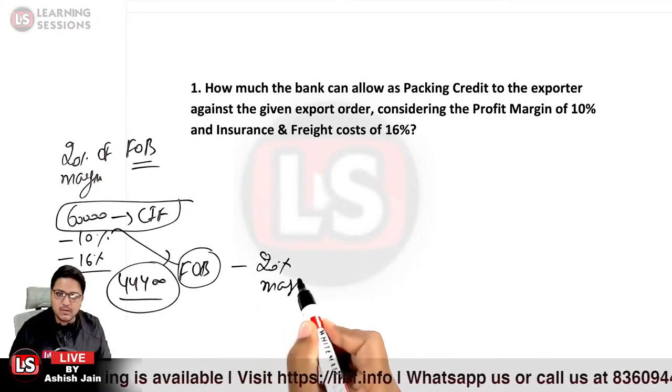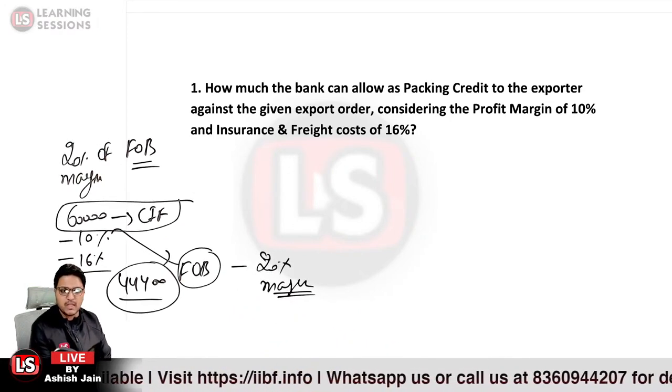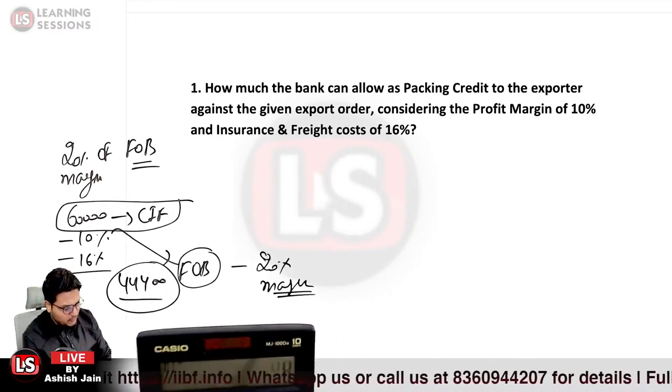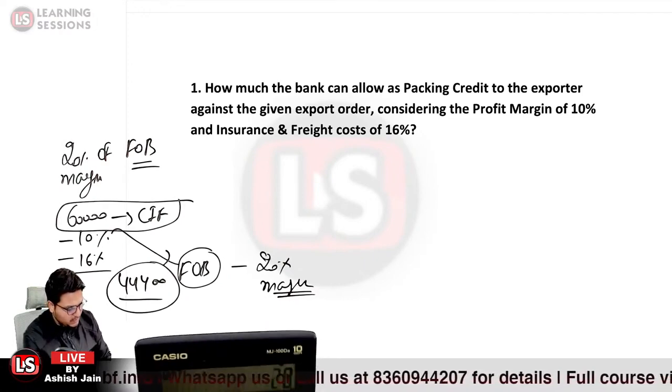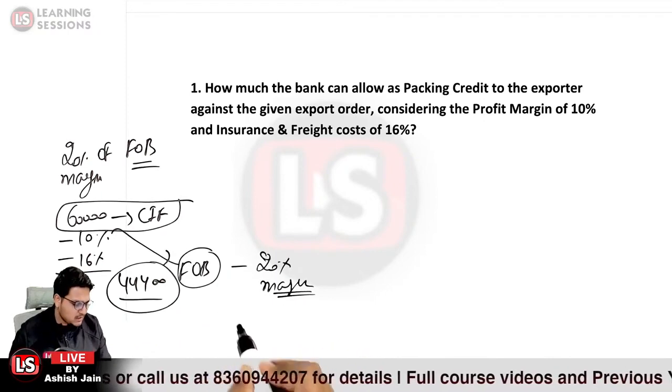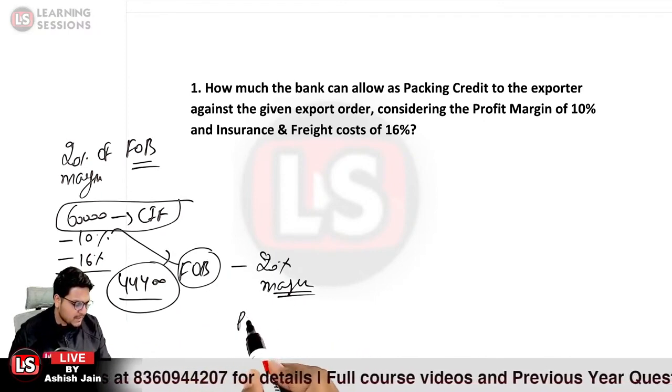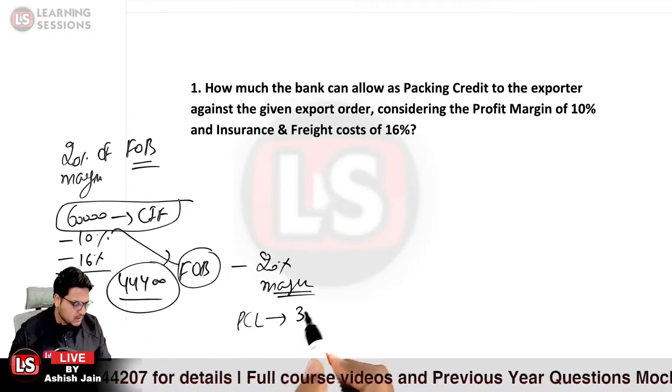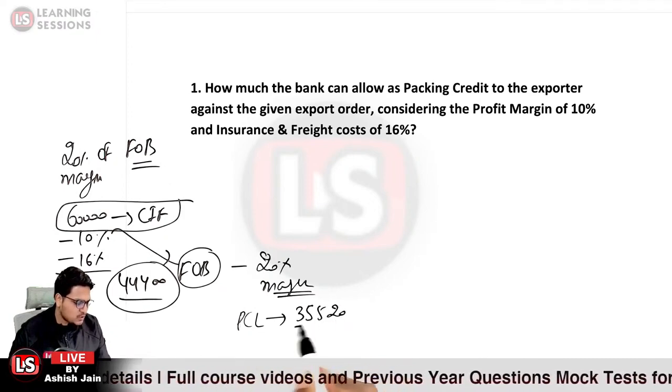That is a margin that is to be maintained by the bank. So it will be 44,400 minus 20% again, and it will be 35,520. So this is the pre-shipment packing credit limit that will be sanctioned, that is 35,520 USD.